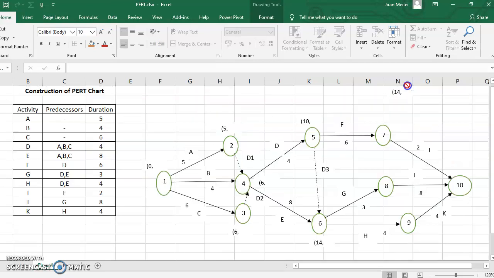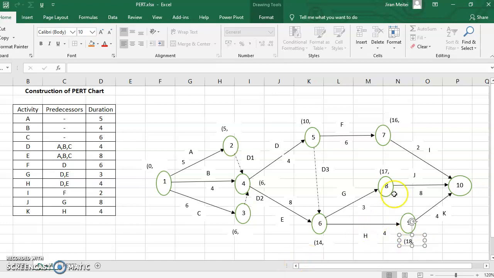Let's find out for this. This is 10 plus 6, which is 16. For this one will be 14 plus 3, which is 17. And for this one will be 14 plus 4, which is 18.